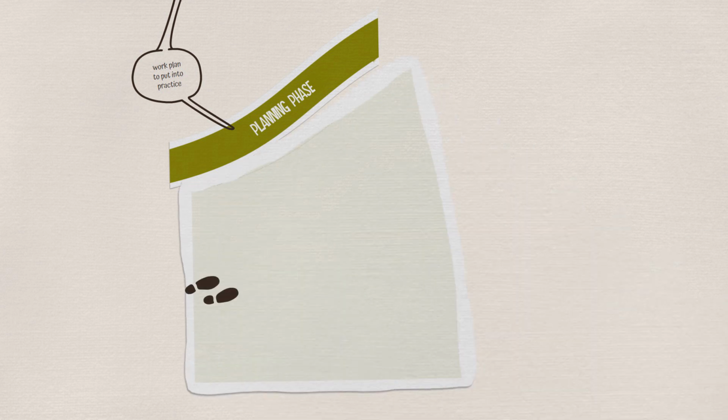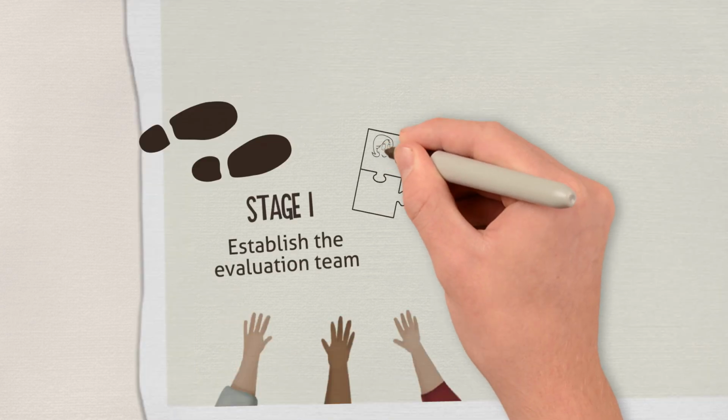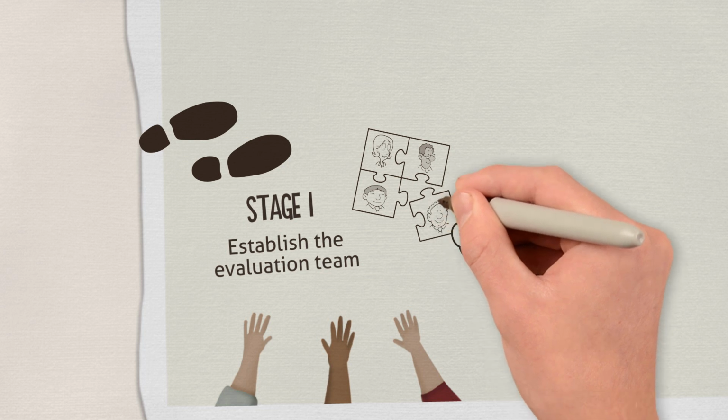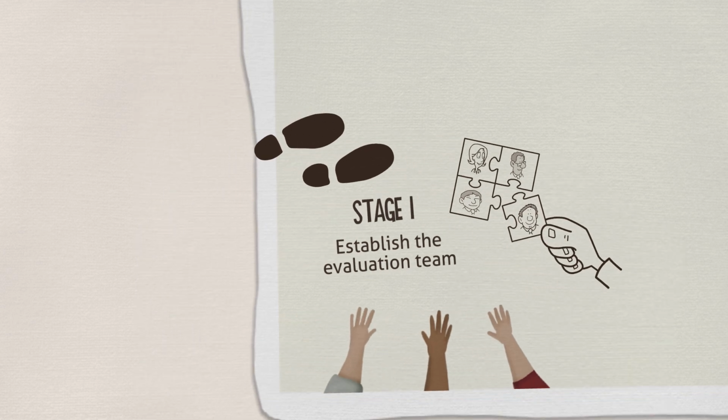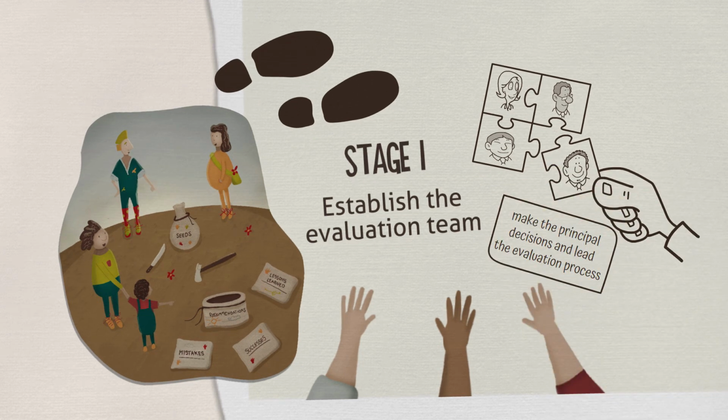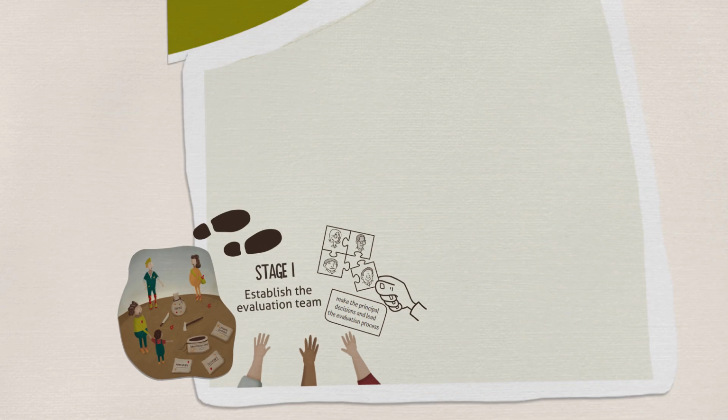The first stage of this phase consists of establishing the evaluation team. An essential feature of participatory evaluation is that the different groups involved in an intervention are represented in a small working group that makes the principal decisions and leads the evaluation process.